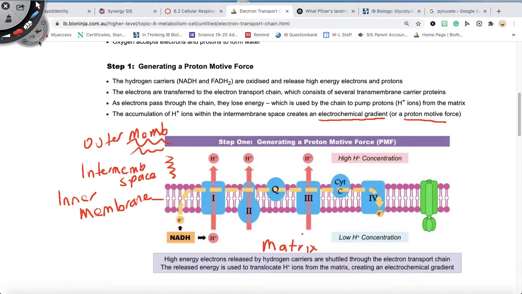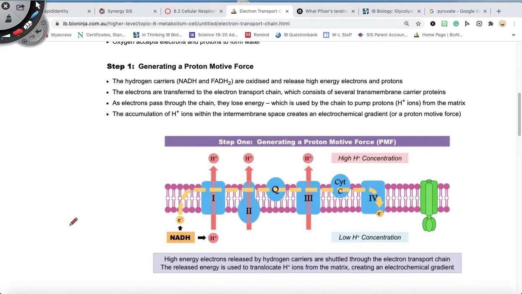So we know from before that the glycolysis process released hydrogen carriers, so did the link reaction, and so did the Krebs cycle. So remember that NADH is not the only hydrogen carrier. FADH2 is also a hydrogen carrier, even though it's not being shown here. So what happens to these carriers? Well, look at them. They're getting oxidized.